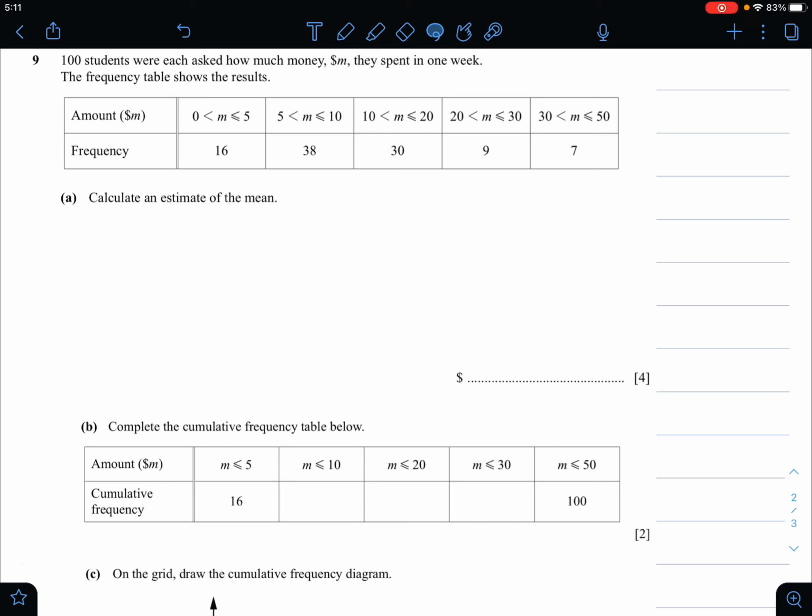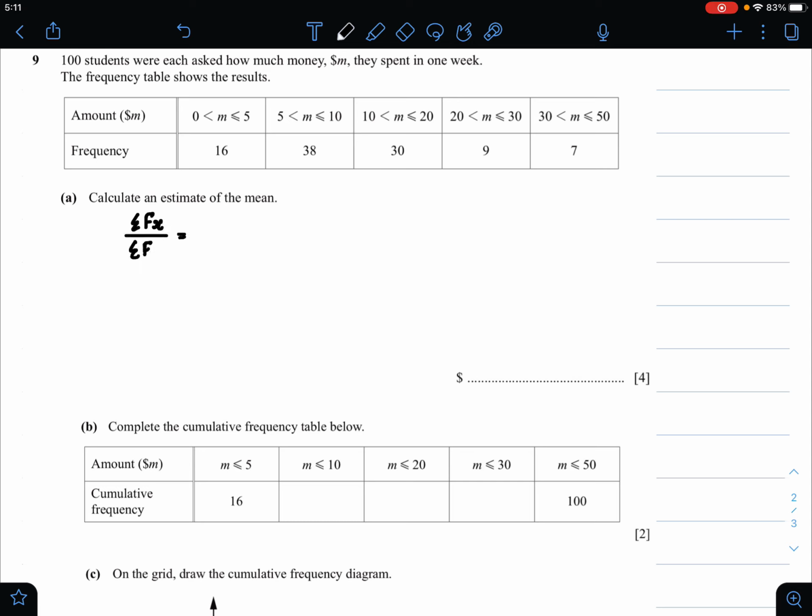Welcome to ANS Solver question 9 of this paper. So for part A, they are asking us to calculate the estimate mean. So let's do that. When frequency is involved, the formula for calculating an estimate mean is summation fx divided by summation f.